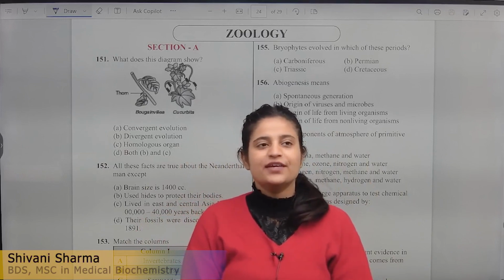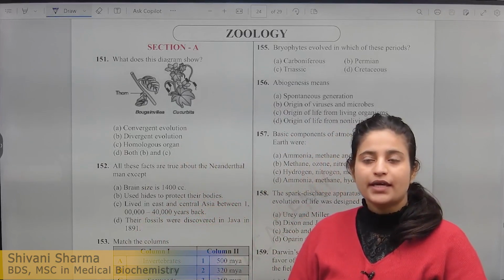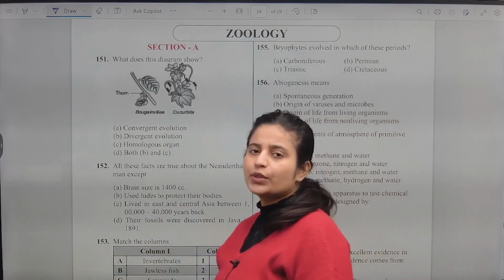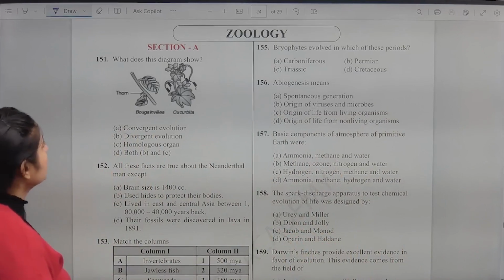Hi everyone, today we are going to start with your UT question paper 9. We are going to discuss your UT 9 question paper. The first question you have: what does the diagram show?